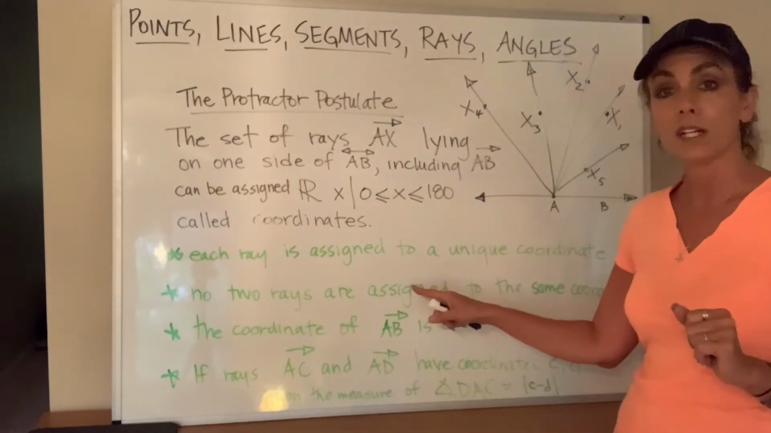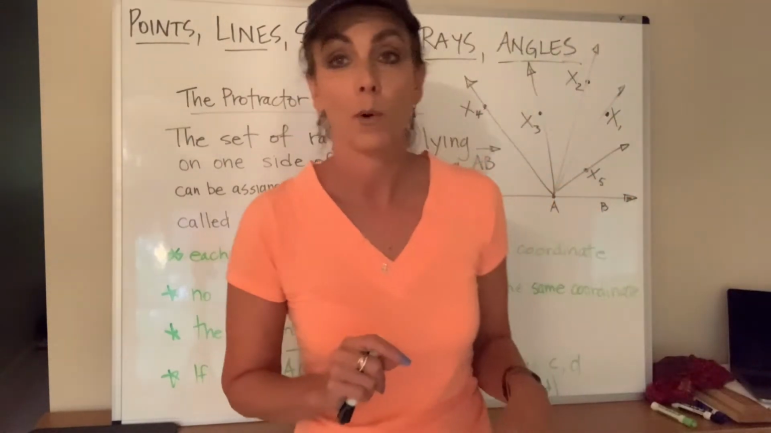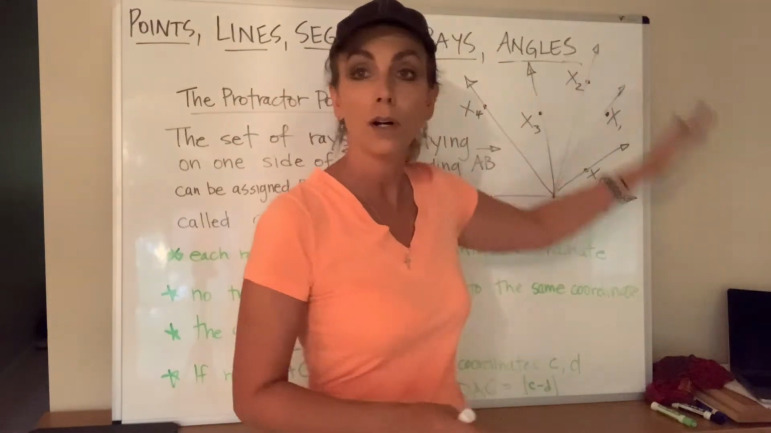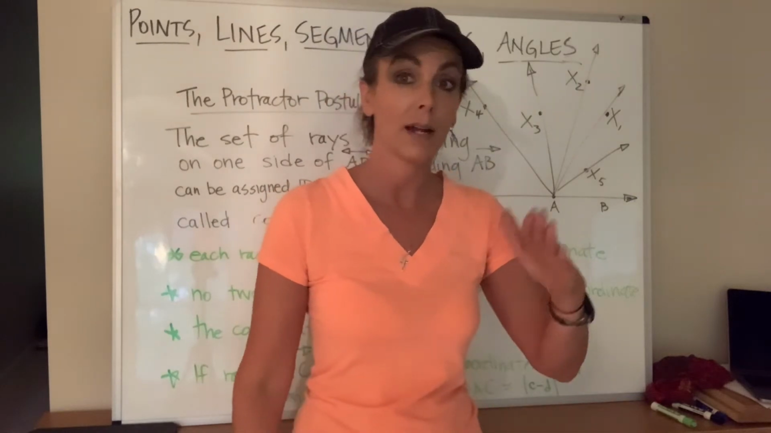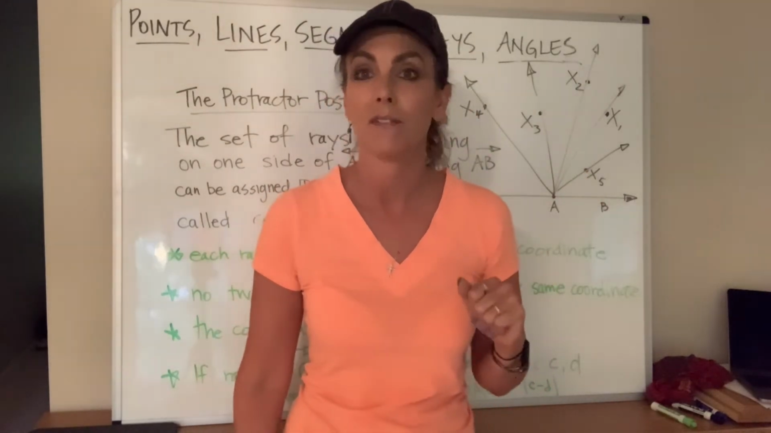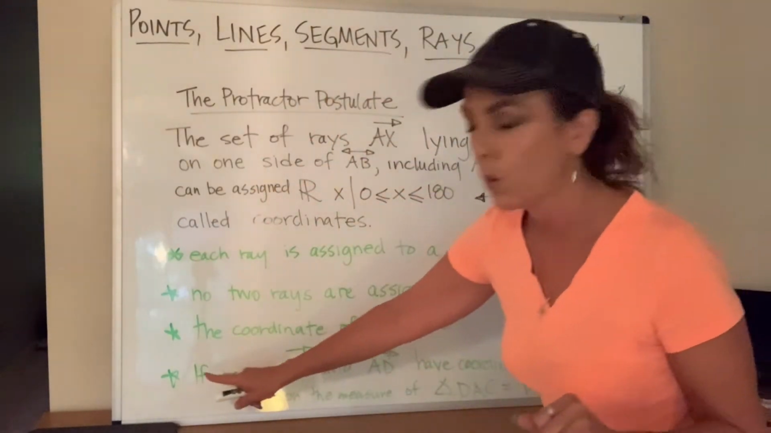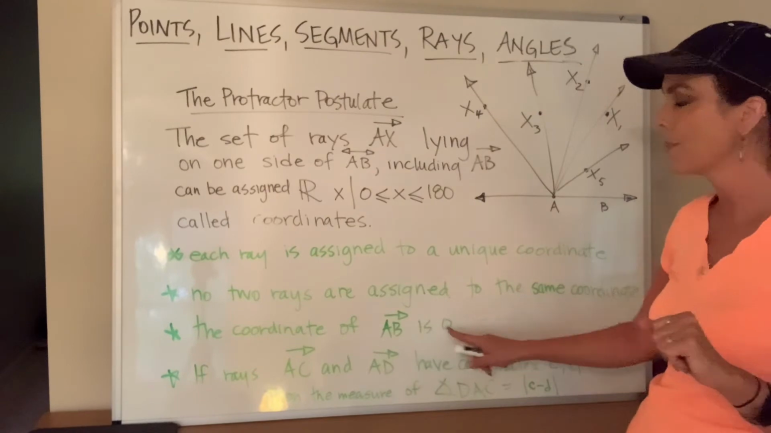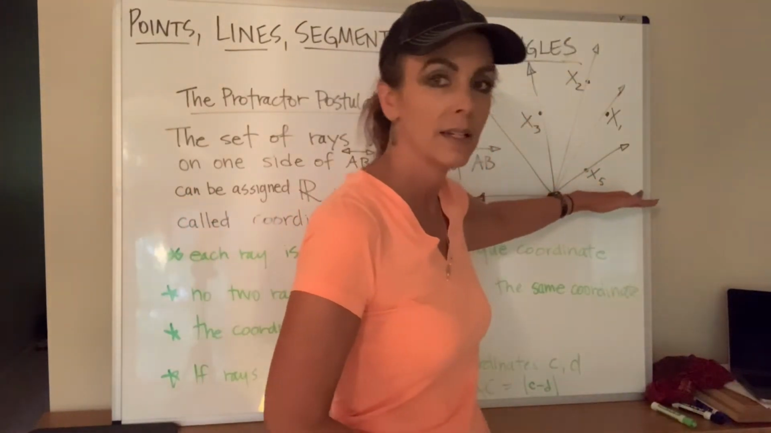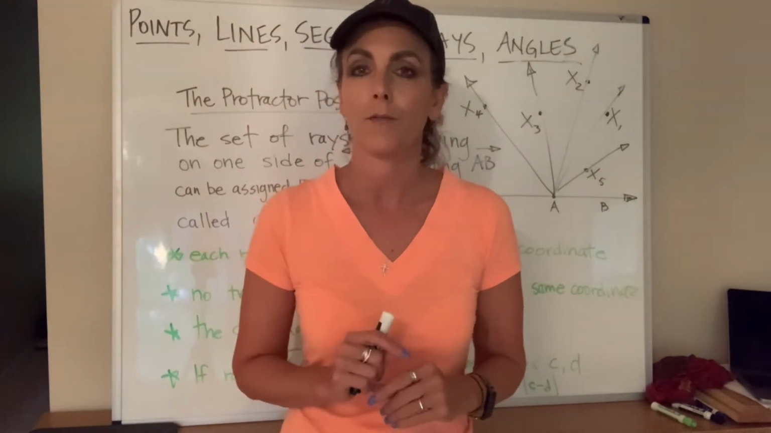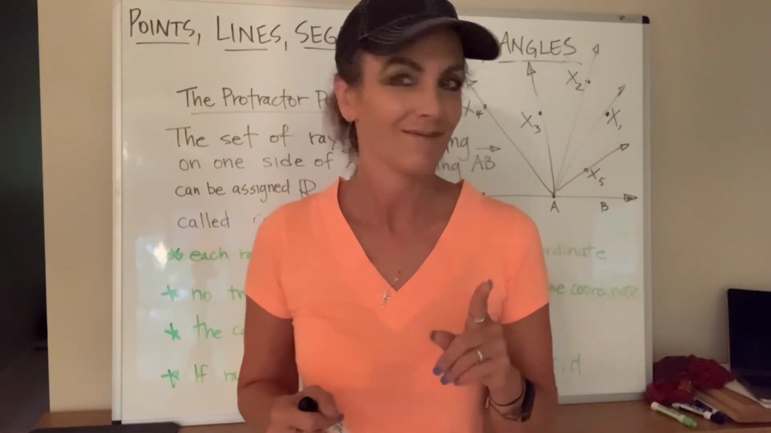The second condition is no two rays are assigned to the same coordinate. AX2 going through 70.2, not another ray, even though I can draw an infinite number of them, will go through 70.2. The third condition is the coordinate of ray AB is 0. All right, so that means that this coordinate is going to be 0. All right, so I can make it so. Does that remind you of Star Trek?